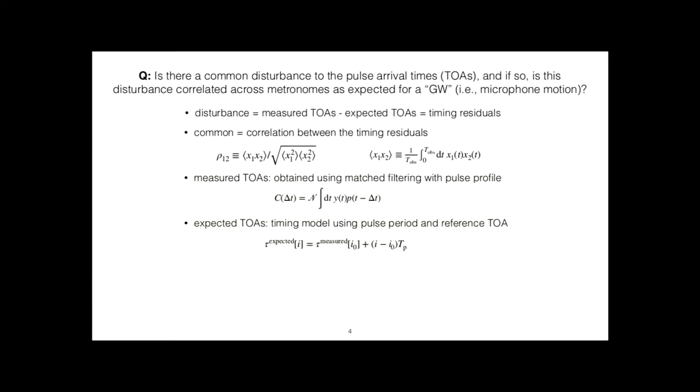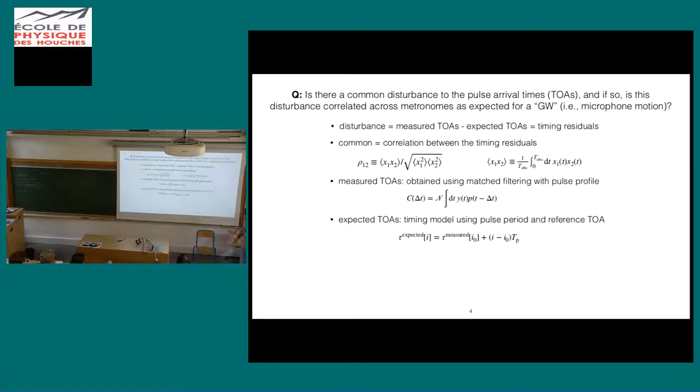What about the expected TOAs that go in there? Well, I get that from a timing model, which in this case is very simple. It's basically just equal spacing arrival times, equally spaced by the period of the pulses relative to some reference pulse. So this is the time of arrival of some reference pulse here, and then we just take equally spaced times as the expected arrival times.